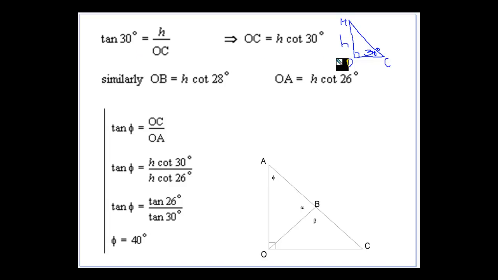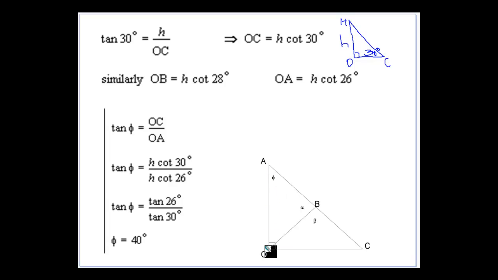So we have a look here. Consider the third triangle, where we've got the height and the point C, and an angle of 30 degrees from the base to the top. We'll just let that be H, just to get it in some sort of form. So we can write tan of 30 as H on OC, or OC would be H cot 30. If I draw up the other two triangles the same way, I get OB as H cot 28 and OA as H cot 26. It's pretty much the same triangle, just different angles of elevation.